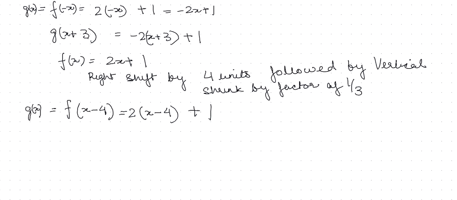Now a vertical shrink by a factor of 1 by 3. Because it is a vertical shrink, we multiply the whole function by 1 by 3. So this would be 1 by 3 times 2 into x minus 4 plus 1.